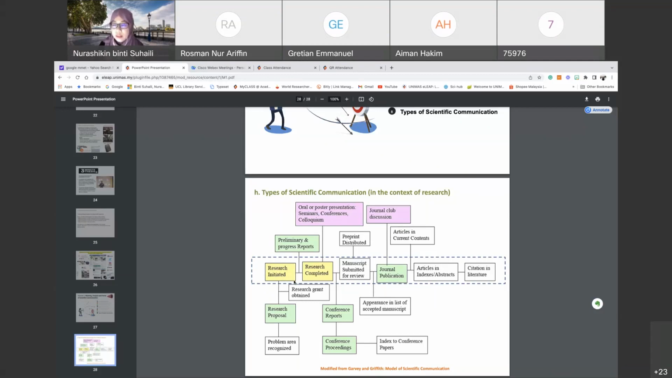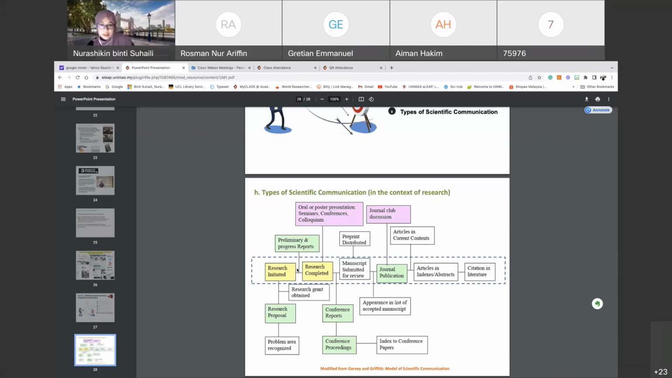So the same thing when you start your FYP later, you have to write a research proposal. If you see the green box here, this is an example of a communication output, a research proposal. And also you have to present this research proposal. So that is when you initiate a research.